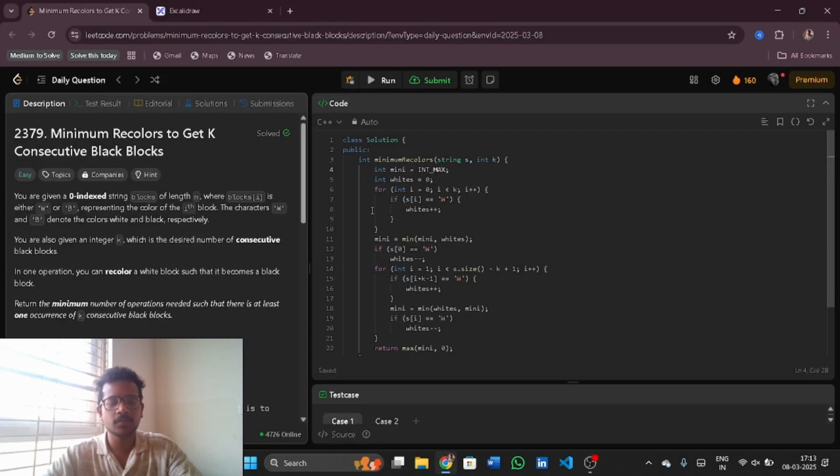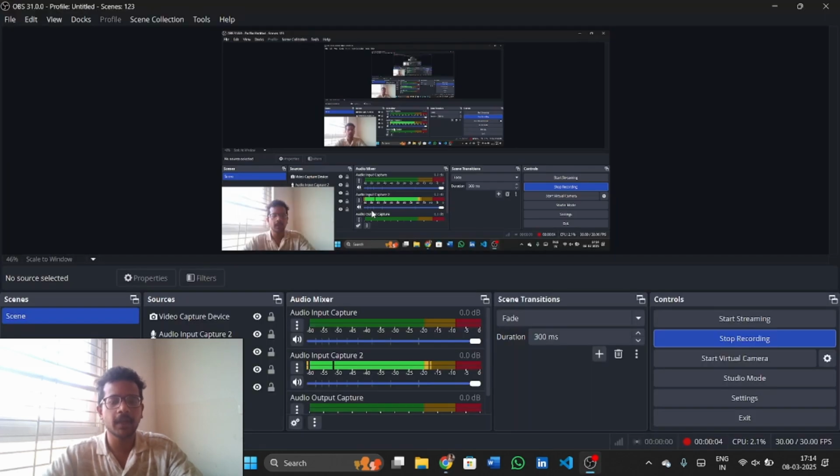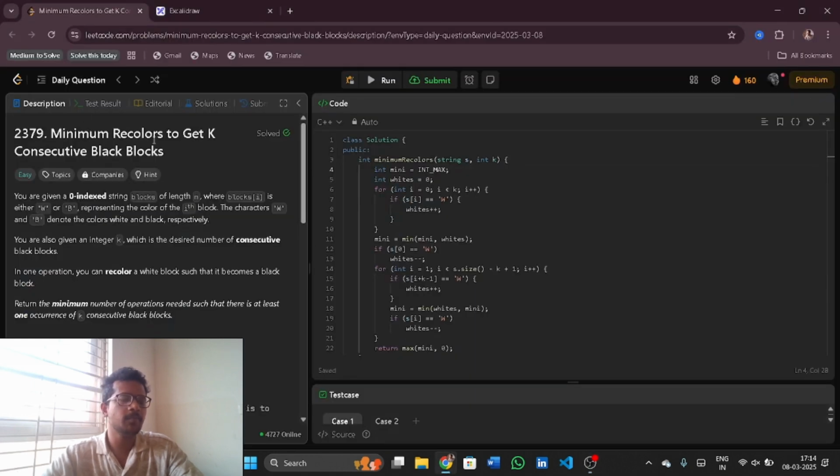Hello everyone, let us now discuss how we can solve today's LeetCode POTD: Minimum Recolors to Get K Consecutive Black Blocks. We are given a string with only W's and B's, where W represents white and B represents black. These are the blocks. We are also given an integer k, and we need to return the minimum number of operations so that there will be at least one occurrence of k consecutive black blocks.